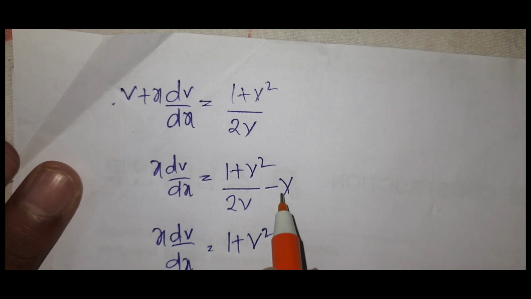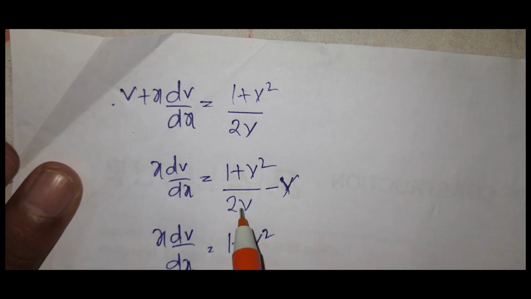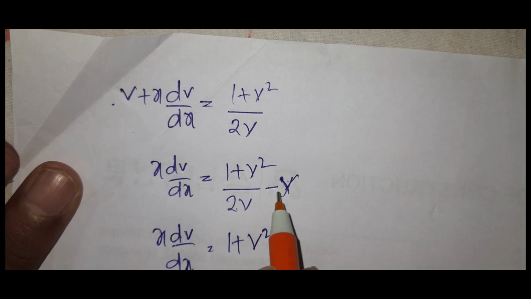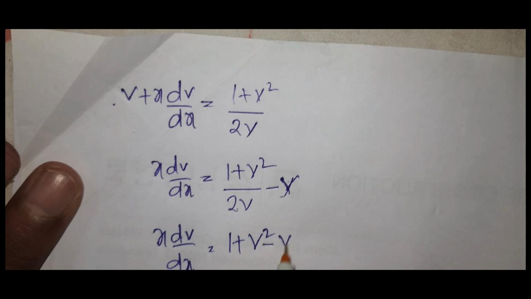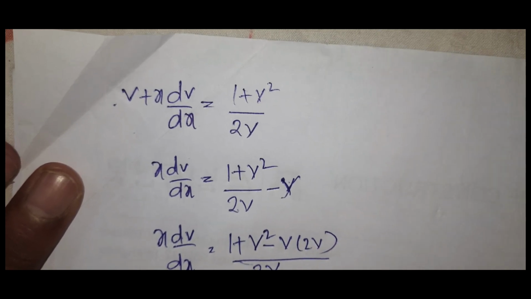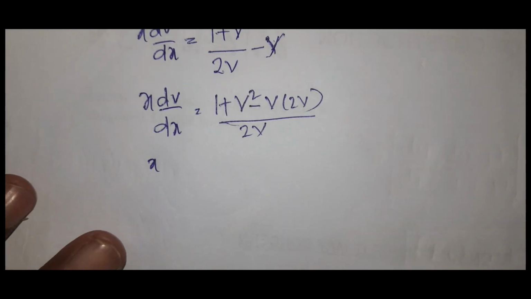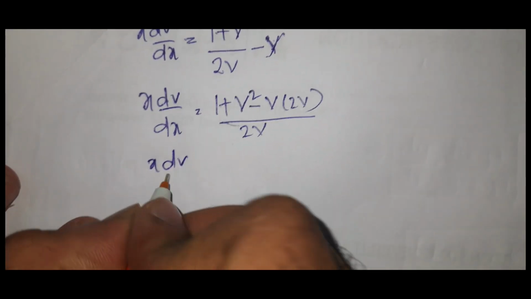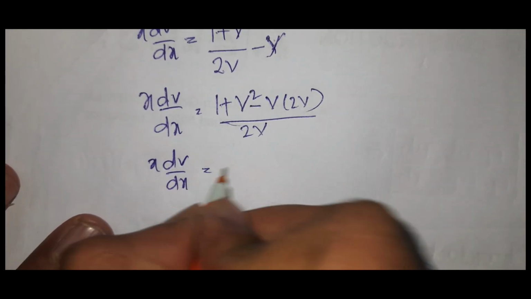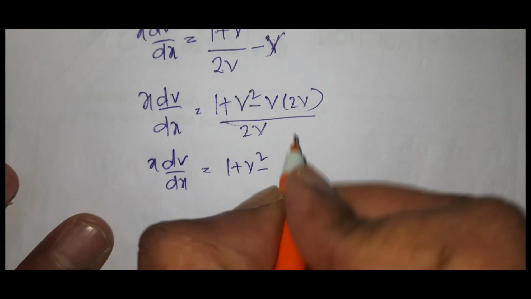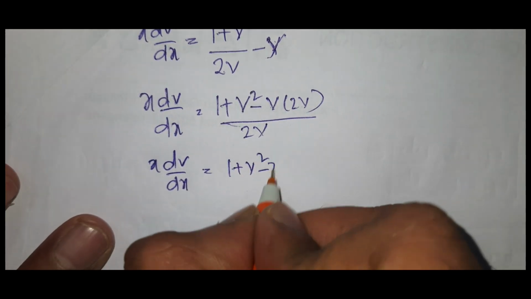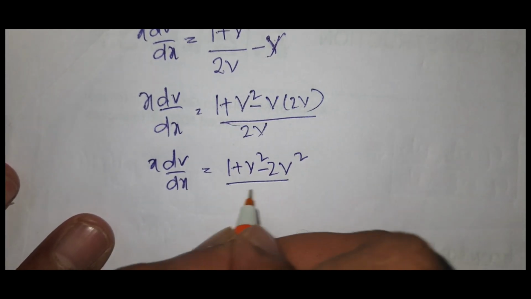So here we are multiplying this with this because there is no denominator. By multiplying it, it becomes a common denominator. So minus v into 2v by 2v. x dv by dx is equal to 1 plus v square minus v into 2v, minus 2v square by 2v.